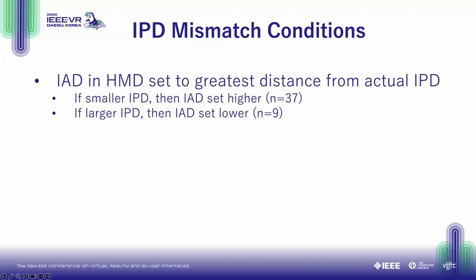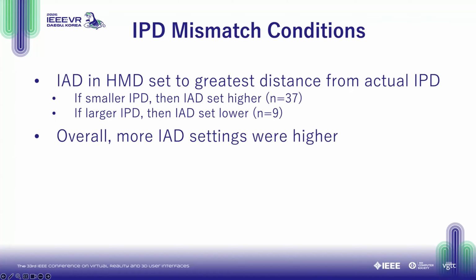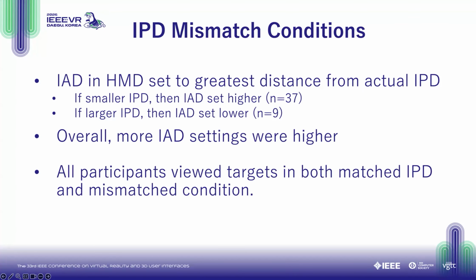To mismatch IPD, we decided to set the IAD for the HMD as far from participants' actual IPDs as was possible in order to create the greatest difference in viewing conditions. All participants' IPDs were within the ranges of the devices, or else they were excluded. So you can see here the number of participants that were in each IPD condition. Overall, more IAD settings were greater than participants' actual IPDs, and all participants viewed targets again in a matched and mismatched condition.